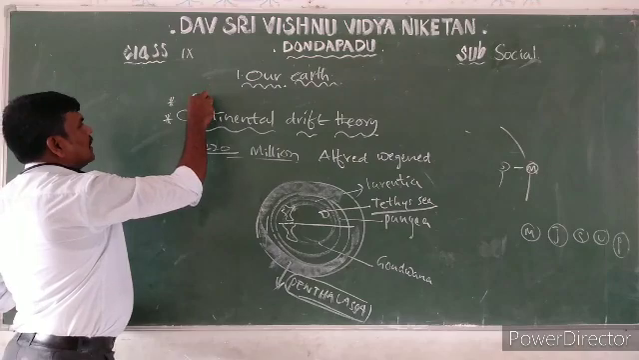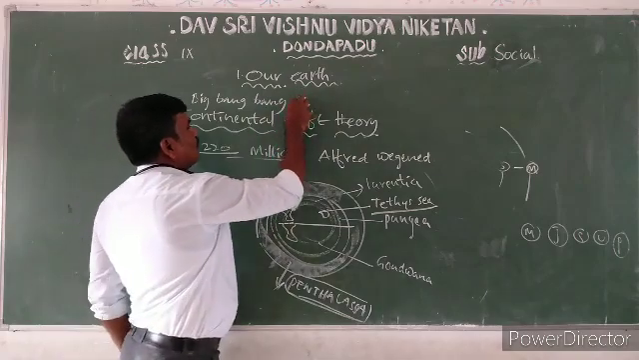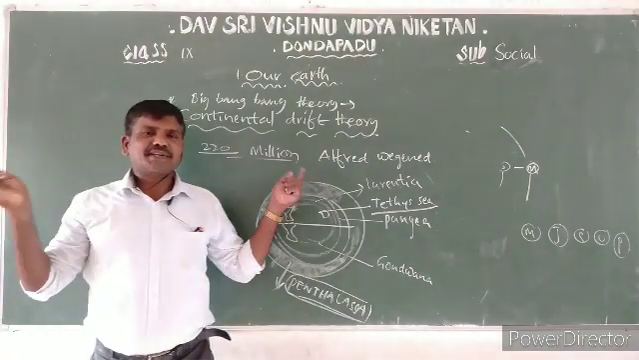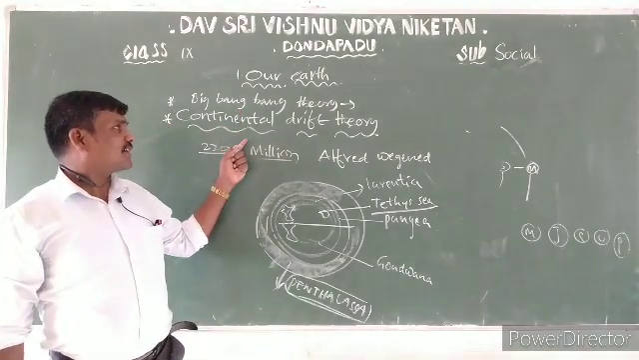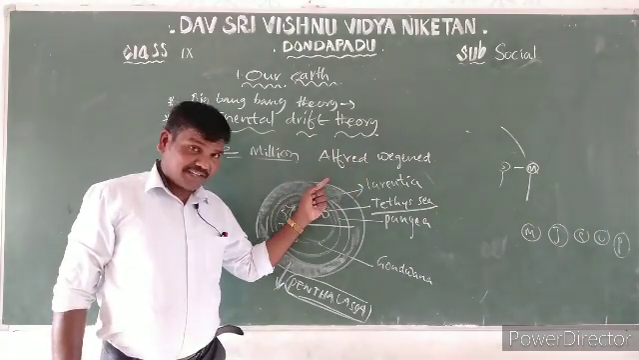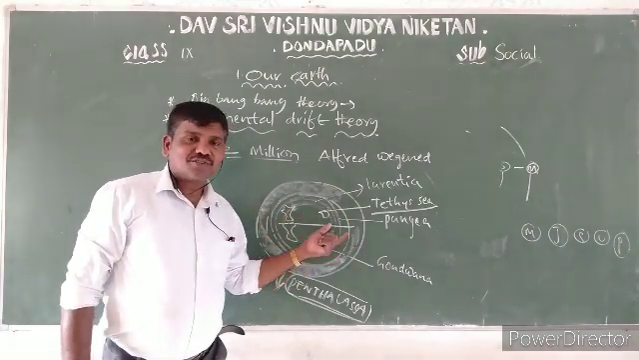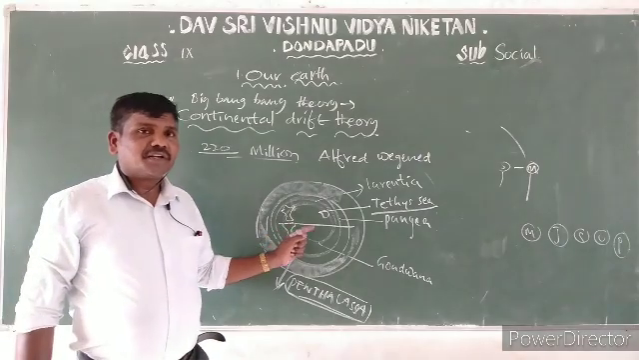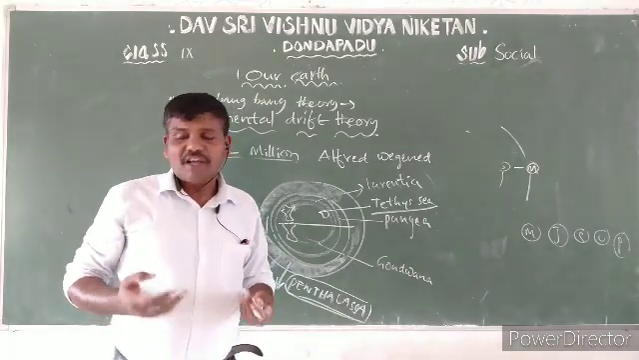The Big Bang theory. The Big Bang theory told us about how space, stars and galaxies were formed. This one, continental drift theory, tells us how the 7 continents originated. That is the story of the continental drift theory. Okay, so this is about the continental drift theory. The next concept is the internal structure of the earth.